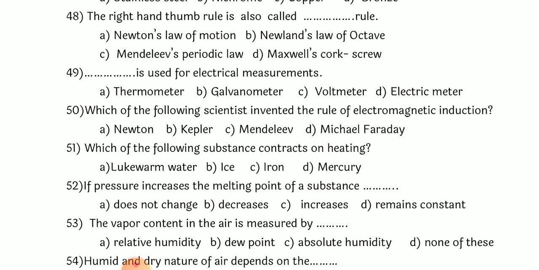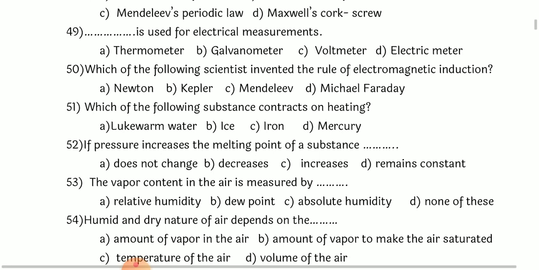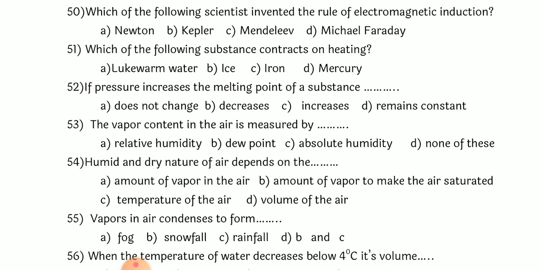49th, dash is used for electrical measurement, that is galvanometer is used for electrical measurement, voltmeter is used for potential difference, electric meter for uses of electricity, okay, and thermometer for temperature. 50, which of the following scientists invented the rule of electromagnetic induction, that is Michael Faraday. D. Which of the following substances contracts on heating, that is ice, okay, B.